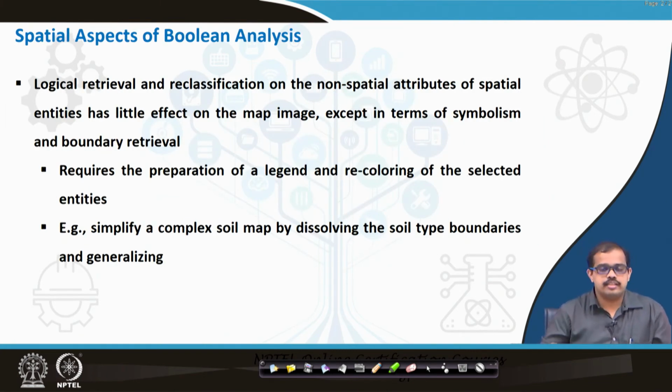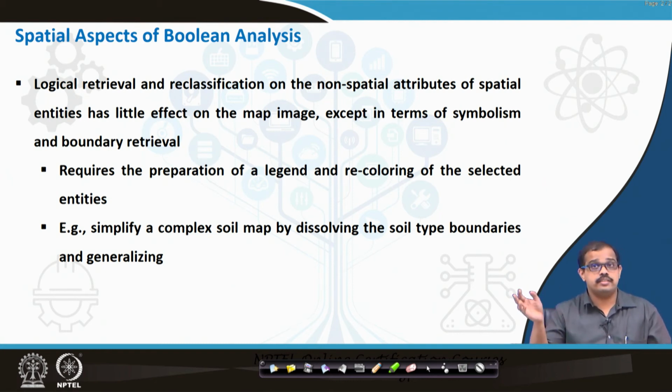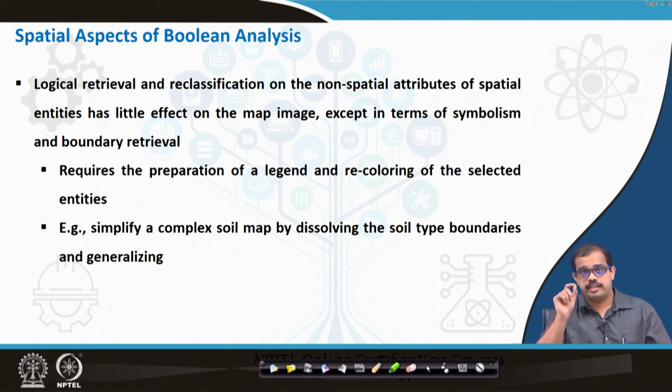So, when you are looking at the spatial analysis of any of the Boolean operations, logical retrieval and reclassification can be easily done on the non-spatial attributes of spatial entities. These do not affect the map image much, except in terms of symbolism and boundary retrieval. Otherwise, it does not affect much.